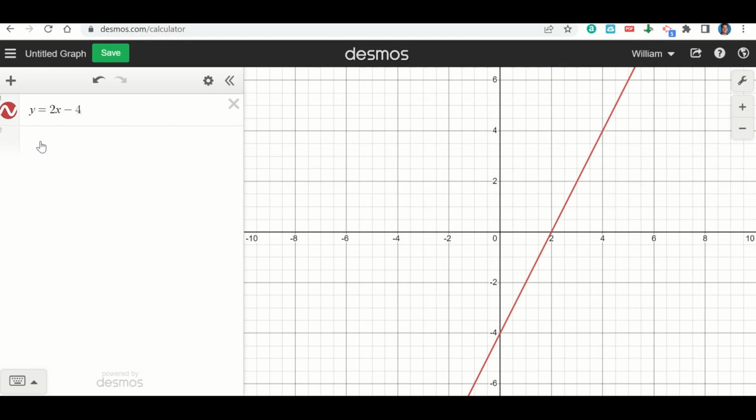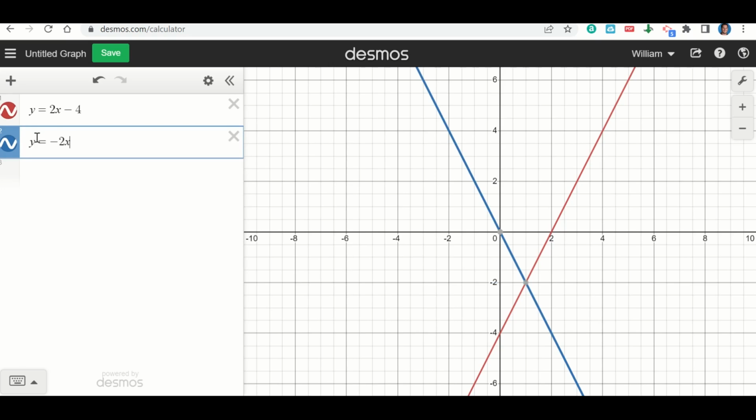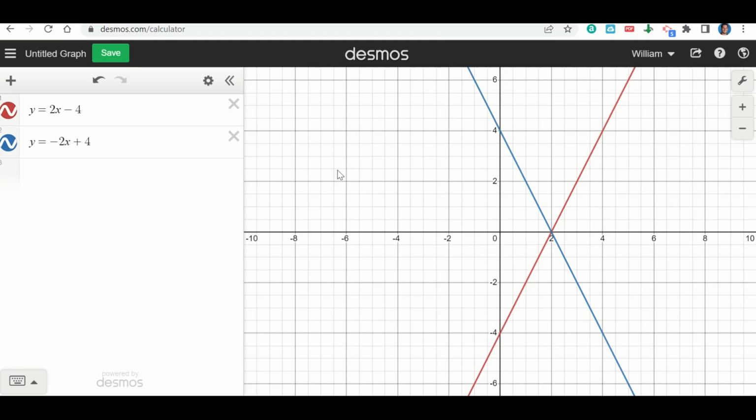Now we're going to type in our second equation. So we're going to go to the line below it, and let's say it's y equals negative 2x plus 4. So there's my two lines. And if I go to where the two lines intersect and click on it, I can see that it gives me the coordinates of exactly where the two lines intersect. They intersect at x equals 2 and y equals 0.